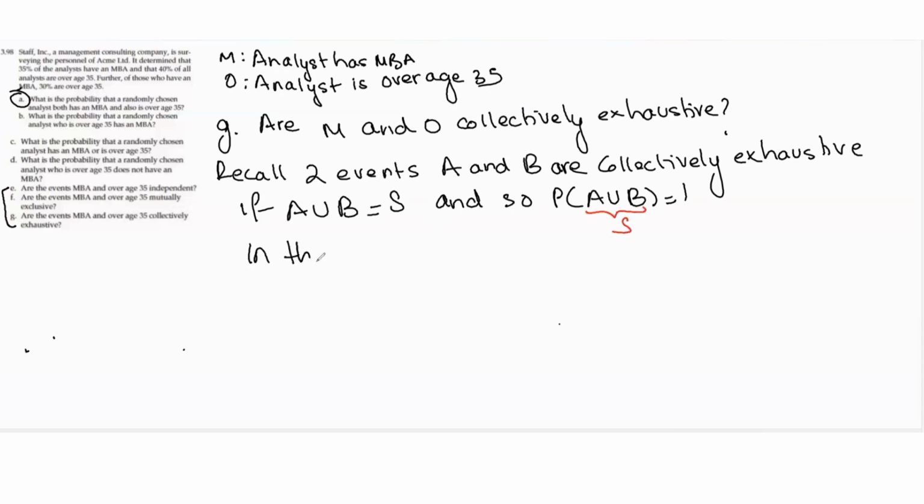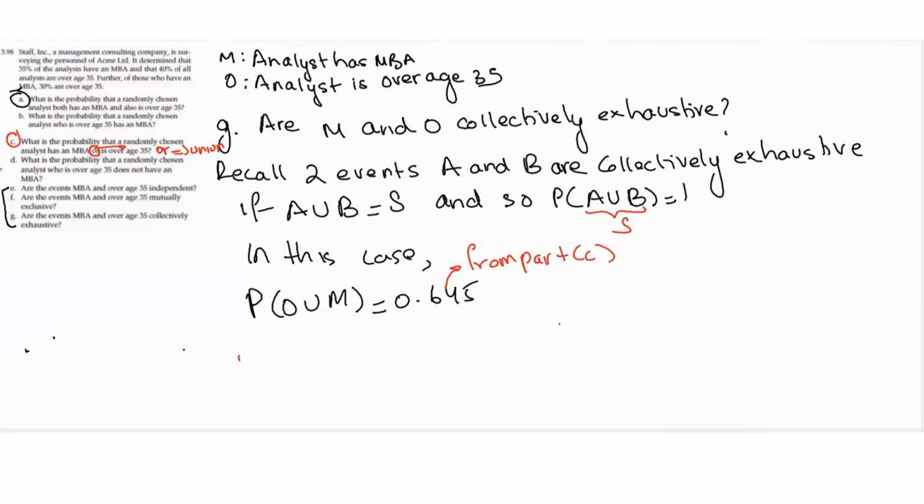Now in this case, probability of O union M is 0.645. This is what we did in part C. In part C, we found the probability that the randomly chosen analyst has an MBA or is over age 35, and we know or means union. So this is from part C. So probability of O union M is 0.645, which is not equal to 1. So O and M are not collectively exhaustive.